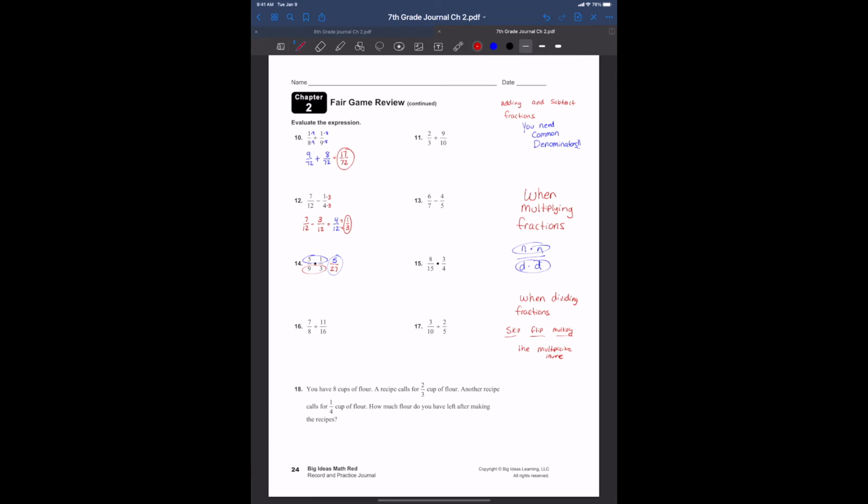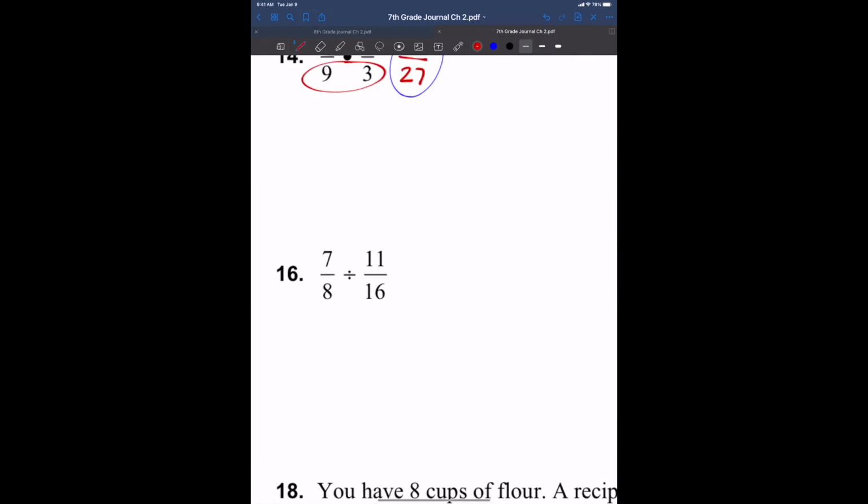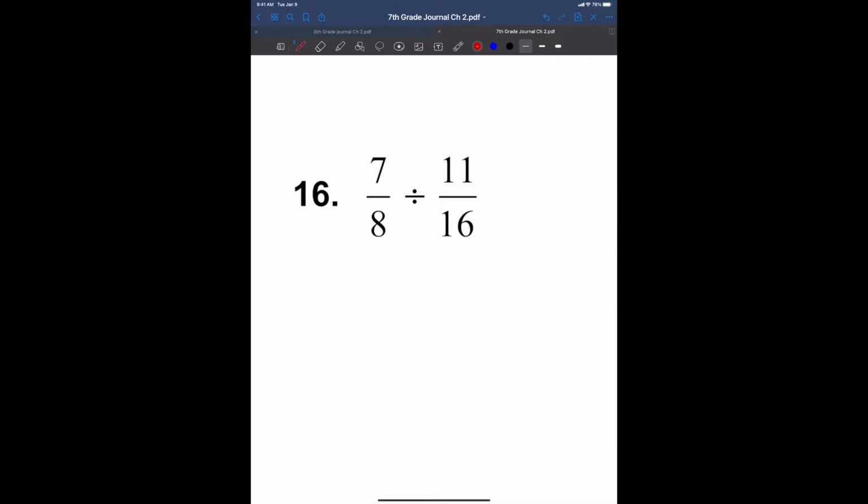The multiplicative inverse just says multiply the first fraction by the reciprocal. That's a new word, right? Reciprocal means you flip your fraction. You just multiply by the reciprocal. So skip it, 7/8. Flip it, 16/11, and you multiply!